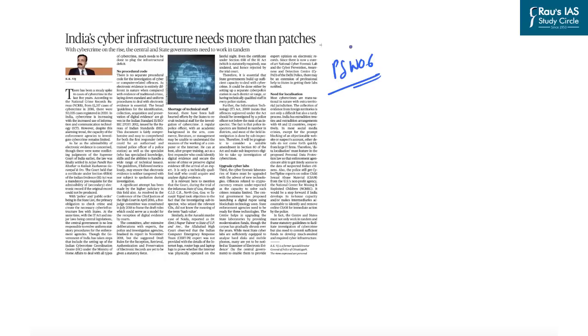This article on page number 6 talks about India's cyber infrastructure needs. And this has been written in the context of increasing instances of cyber crimes. So in this regard, let us look at some of the suggestions that have been provided by the author to upgrade India's cyber infrastructure. In this line, in a previous DNS video, we have already covered different aspects of cyber security.